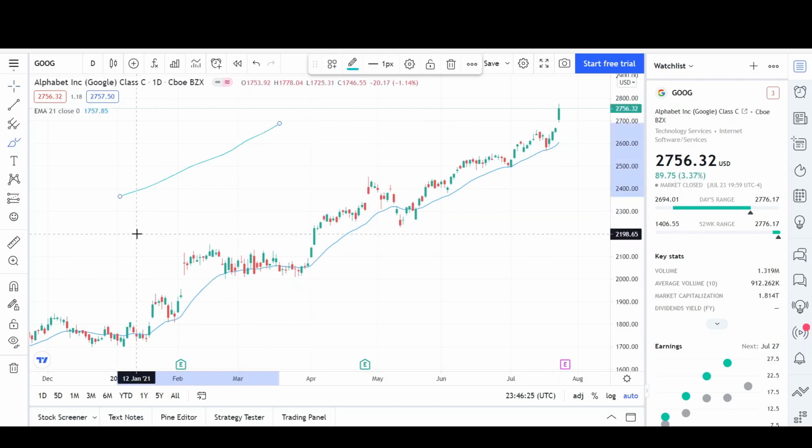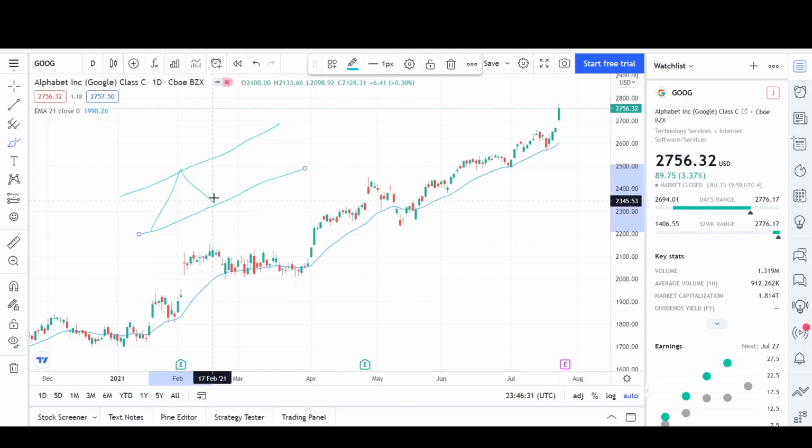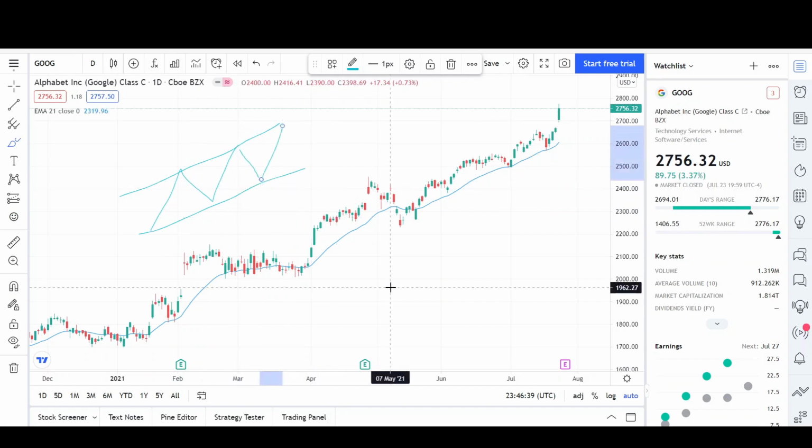So if this is a channel and we're moving up and down in between it, price is going up and then down, and then it's making a higher high than the previous high, and then the low is higher than the previous low. So we're just going back and forth like that. So in an uptrend you want to buy the lows or the corrections and then sell when it comes up to the top side of the channel.